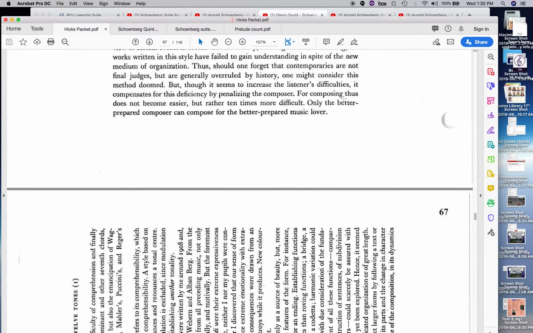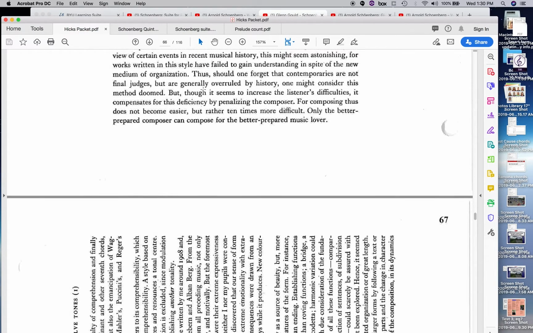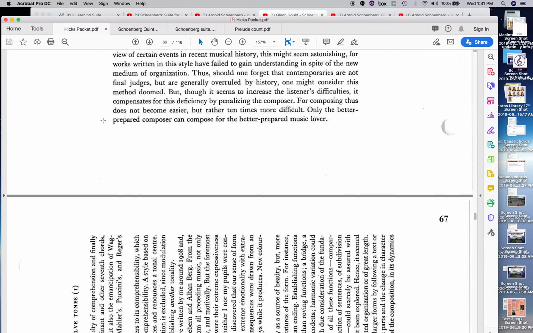And then he says, for composing thus, the 12-tone method, it may seem to increase the listener's difficulties, but then it compensates for this deficiency by penalizing the composer. I don't know how that compensates. That's proposing the listener is being punished by having to listen to difficult, dissonant music, but then that's okay because the composer suffers even more. That's kind of a funny idea.